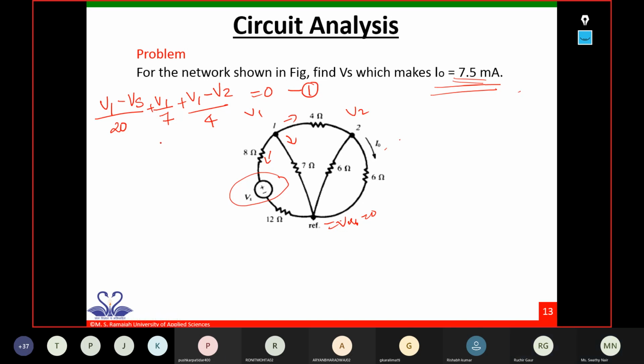Correct, right? Now, what is I0, you tell me? V2 by 6 is equal to I0, right? Then what is V2? 7.5 into 10 raised to minus 3 into 6. What is the answer?